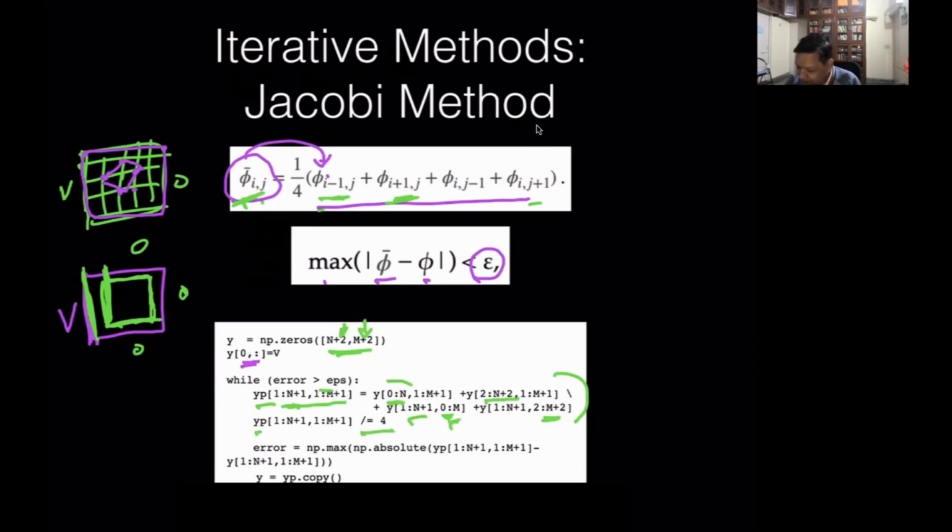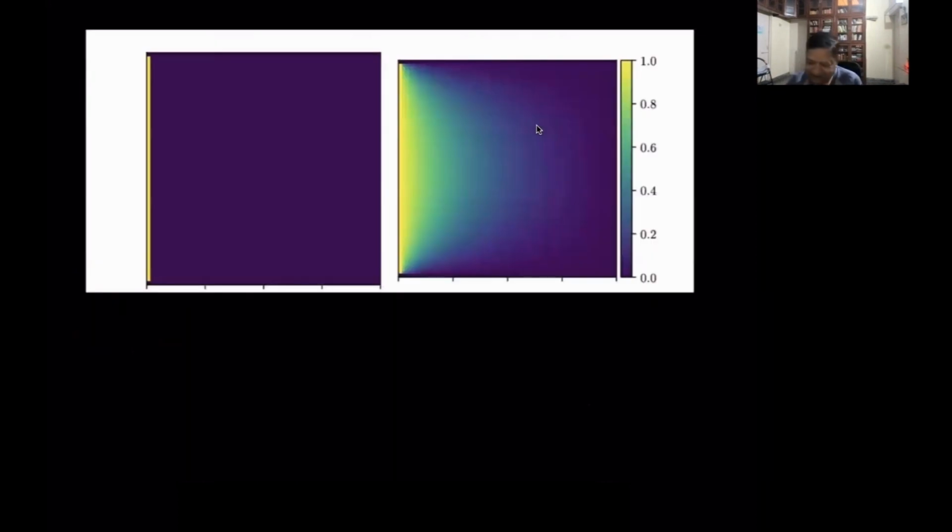Then I compute the error as yp minus y. This difference, yp minus y, I take the absolute value and the max. After that we copy yp into y, and see whether the error is less than epsilon. So we continue the loop while the error is greater than epsilon. This is what we do, and we get the answer.